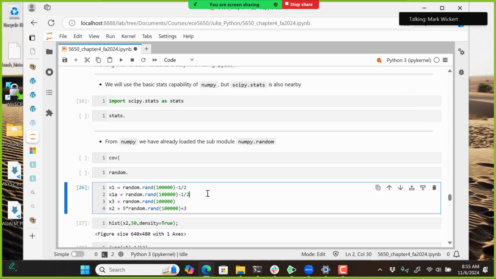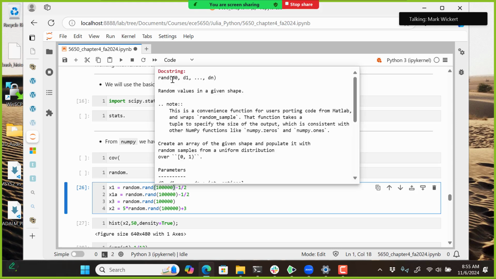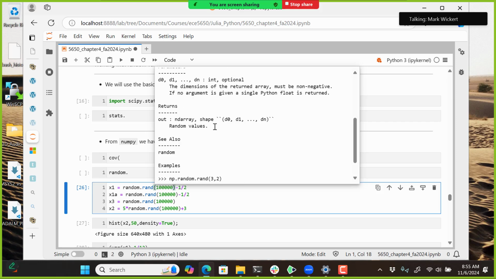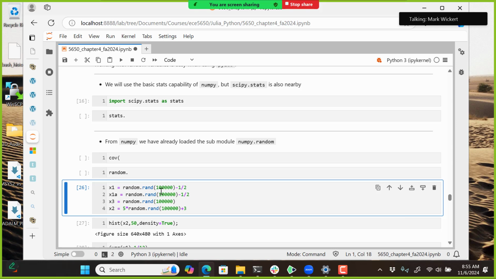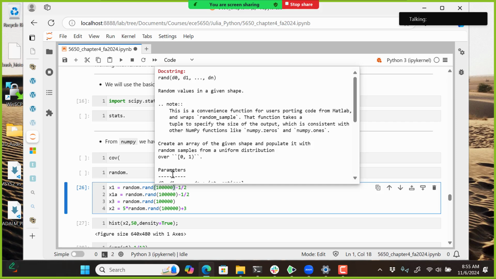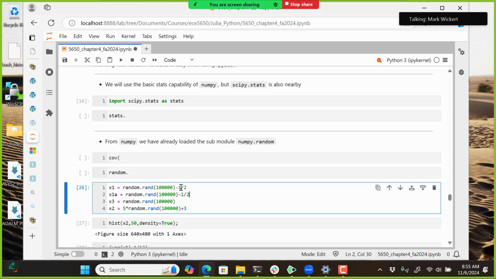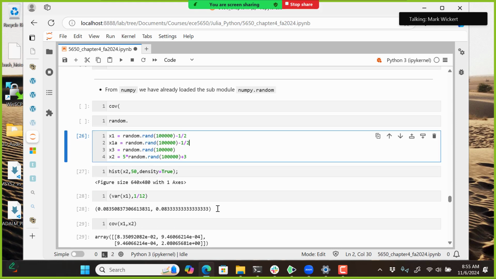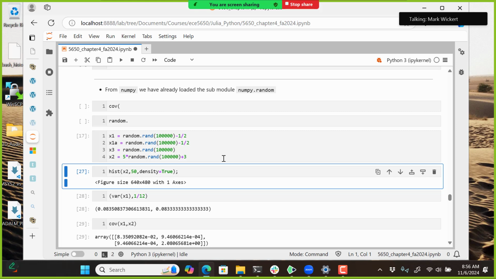So if I wanted to generate some uniform random distributions, I know that the rand function, for example, can generate a multidimensional random set of variates. But if I just fill in one value, D0, that will be the number of variates I want to generate in one dimension. So I'm going to generate 100,000 variates. And rand, by definition, is uniform on this interval, 0 to 1. And if I subtract 1/2 from it, I'll make it uniform from minus 1/2 to plus 1/2. So here I've generated a collection of random variates, x1, x1a, x3, and x2. And they're out there right now, and I could go do things with them.